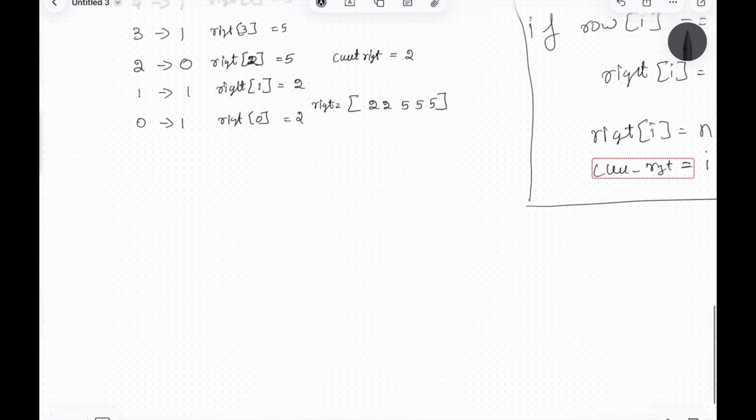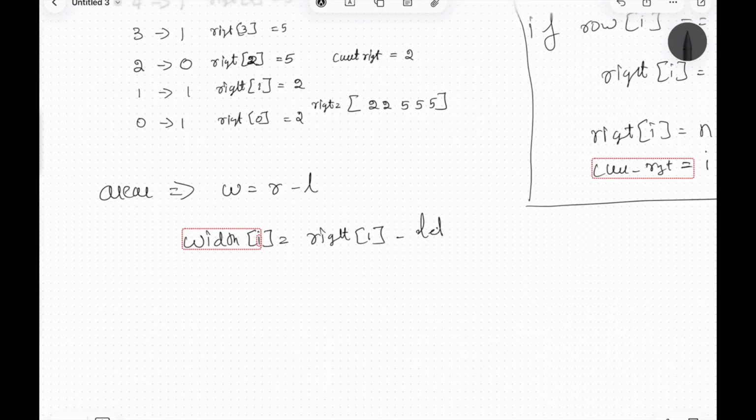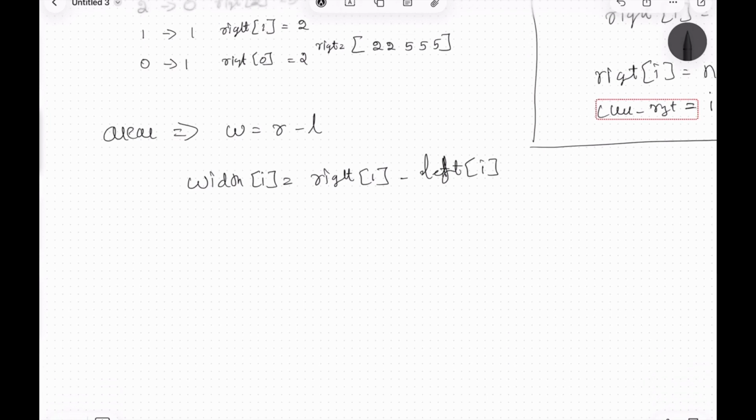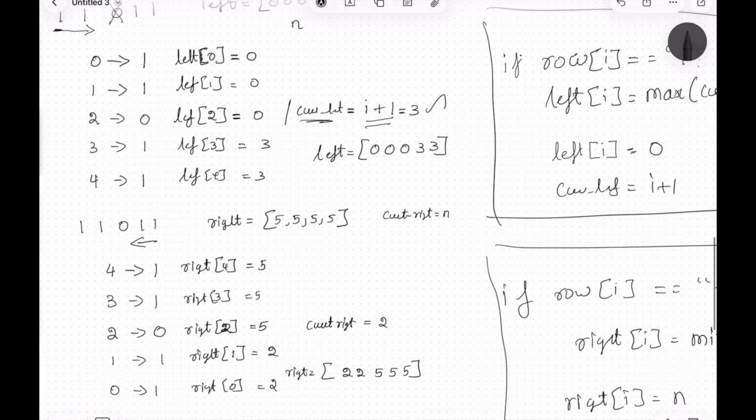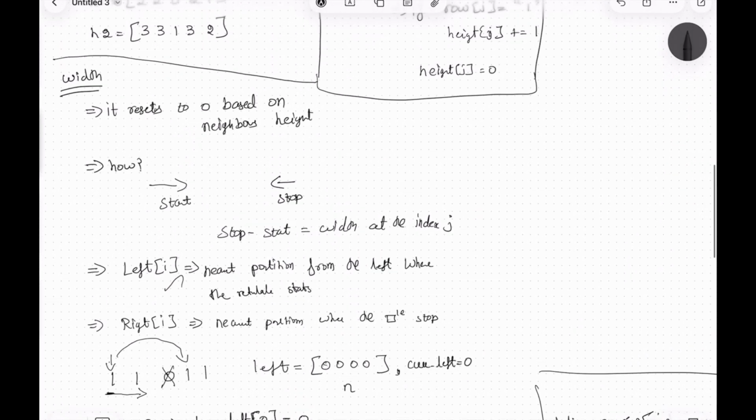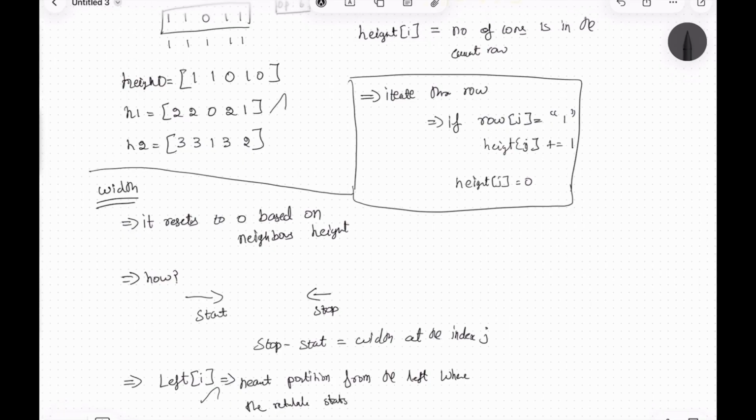And now how are we finding area? So as I said, area of width will be right minus left. So width of I will be right of I minus left of I, right? And area will be height of I multiplied by width of I, right? So here we have already calculated height. So the height is 2 2 0 2 1.